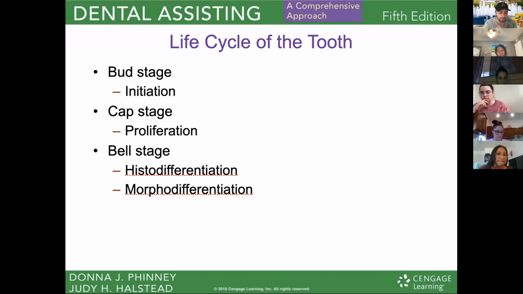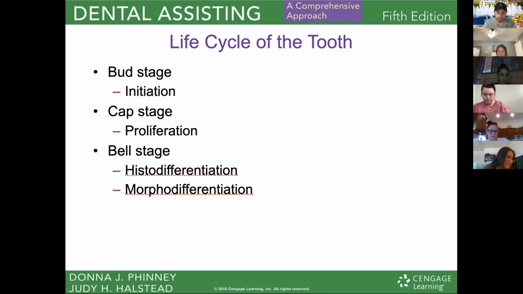Initiation takes place in the bud stage. So we're talking about the life cycle of the tooth. This is when the tooth begins formation from the dental lamina. Ten growths on each arch appear and later become the primary teeth. So we have ten growths. Babies have ten teeth on each arch, and that begins with the dental lamina.